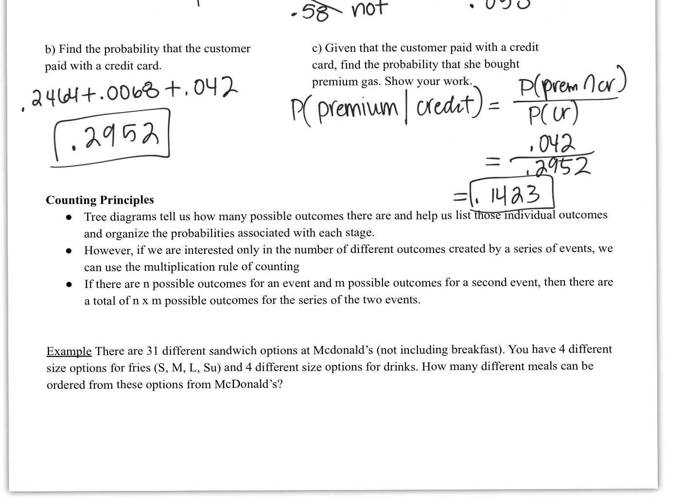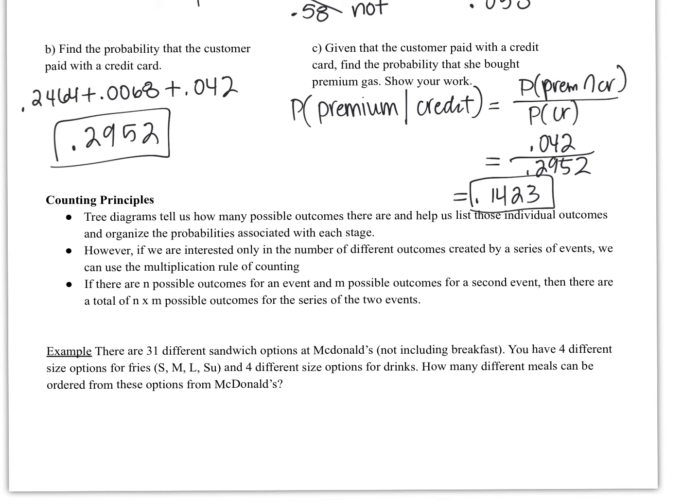Okay, so tree diagrams, just a couple things, tell us how many possible outcomes there are and help us list those individual outcomes and organize the probabilities associated with each stage. So like we've known in the previous 2 examples, we've had 6 outcomes, depending on either your age and whether or not you visit YouTube or not, and depending on what type of gas you fill your car with and whether or not you pay with a credit card.